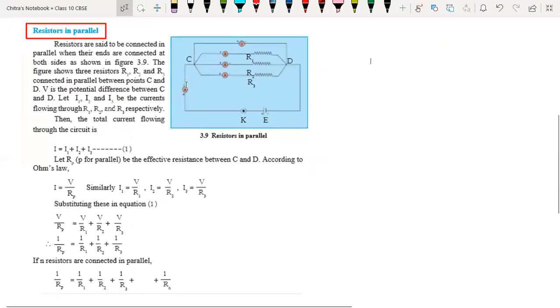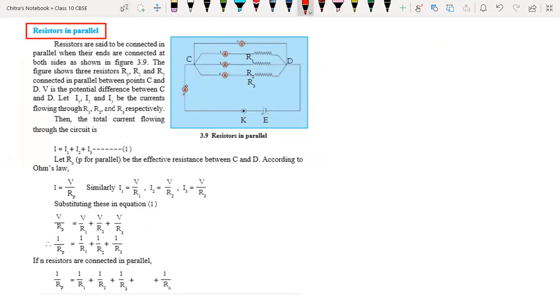Hello everyone. Now we are going to understand what will be the effect of resistance, current and potential difference when resistors are connected in parallel. This is part of your chapter called electricity. Okay, so here we have the combination.